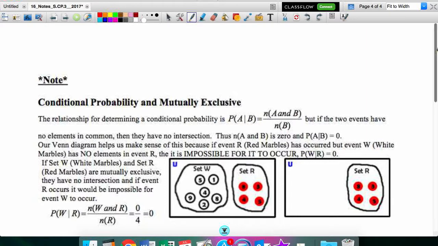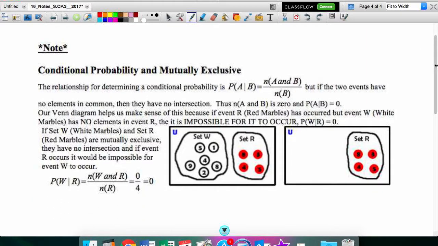One last thing in this set of notes, and that's conditional probability and mutually exclusive. Now, let's talk about what mutually exclusive means again. Mutually exclusive events are 2 events which have no overlap. This is not to be confused with independent events, which are 2 events which don't affect the probability of the other. Since mutually exclusive events have no overlap, when you're talking about the conditional probability of one event given that the other event has occurred, the probability must be 0.